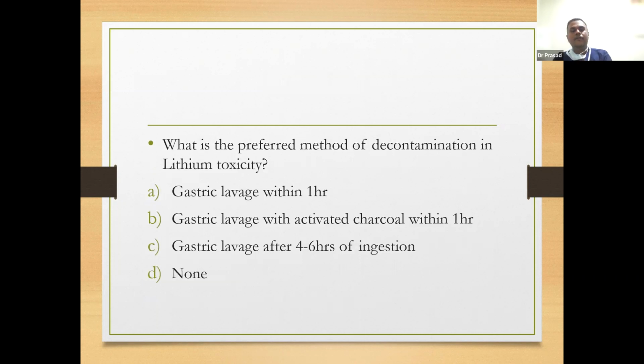Now again, what is the preferred method of decontamination in lithium toxicity? Obviously, as I said, gastric lavage is preferred, and activated charcoal is not recommended in lithium toxicity if there is no history of any co-ingestion. So gastric lavage alone within 1 hour will be the ideal answer, because lavage after 4 to 6 hours of ingestion has no role. So gastric lavage within 1 hour is the answer.